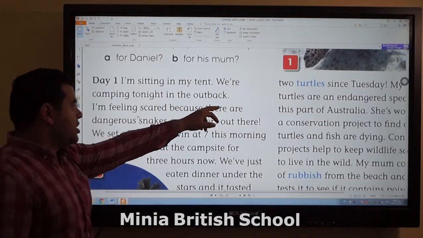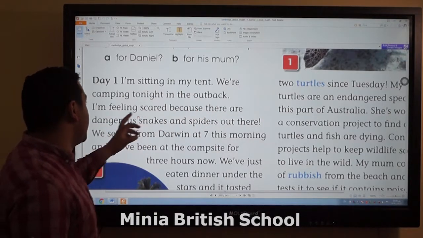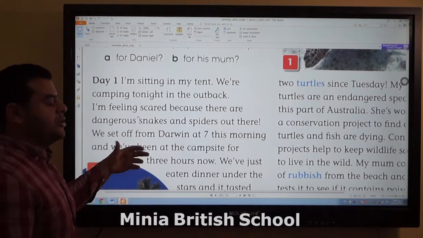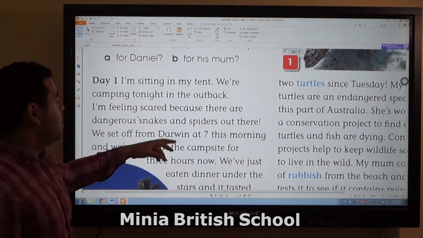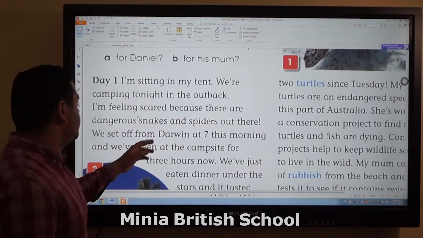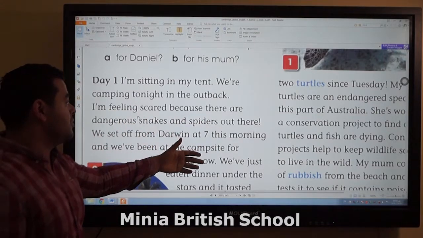Okay, so day 1. I'm sitting in my tent. We're camping tonight in the outback. I'm feeling scared. To feel scared means afraid, because there are dangerous snakes and spiders out there.